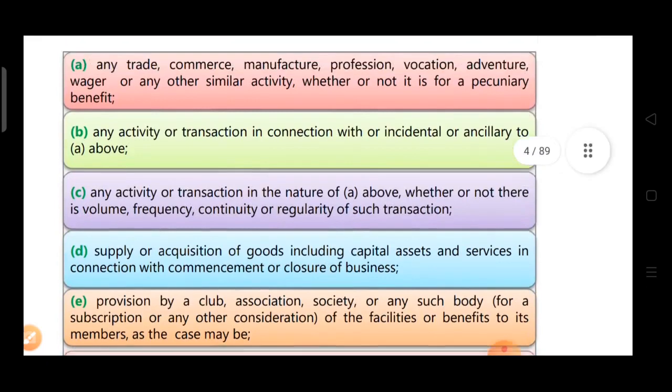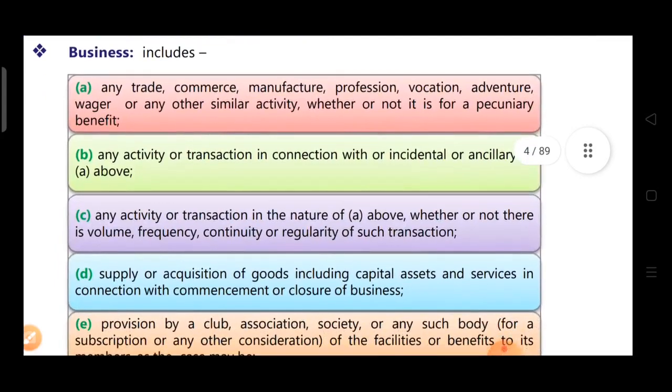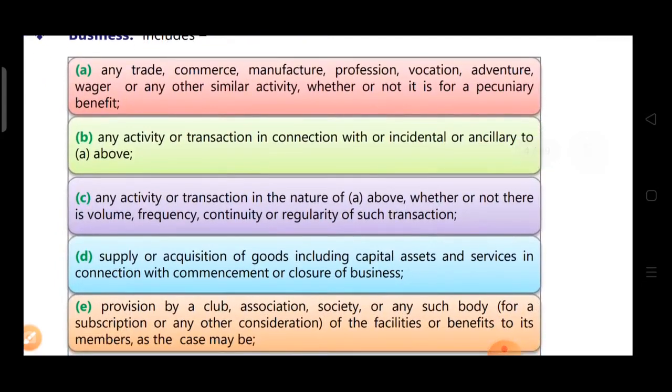Okay, this is the inclusive definition. So now read the business definition properly, it's very important. Any trade, commerce, manufacture, profession, vocation, adventure, wager or any other similar activity, whether or not it is for pecuniary benefit. So this is included in the definition of business.